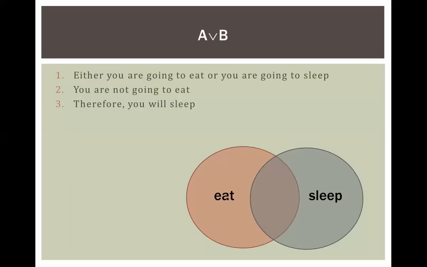Either you're going to eat or you're going to sleep. You are not going to eat, therefore you will sleep. So either you're going to eat or you're going to sleep. You're somewhere in one of these circles, possibly in both of them, right? You're somewhere in here. You're not going to eat, so you're outside of this pink one. Well, if you're outside of the pink circle and you're somewhere in these circles, then this must be where you're at. You're in the sleep area, right? That is a valid argument.